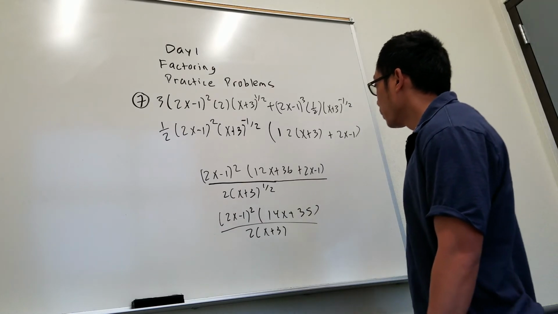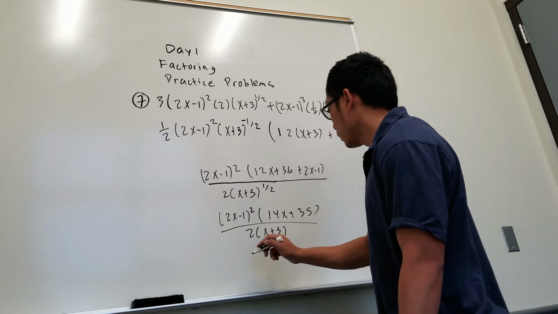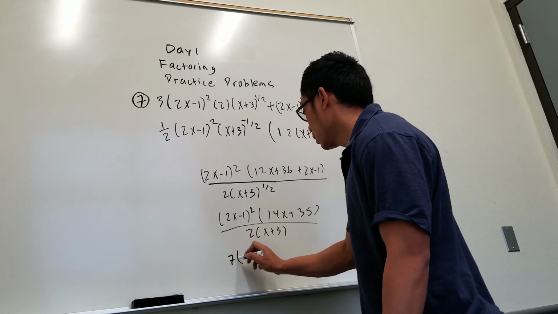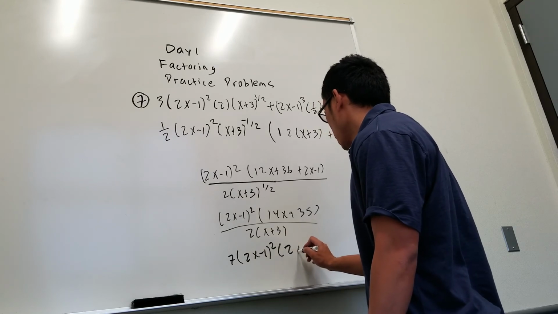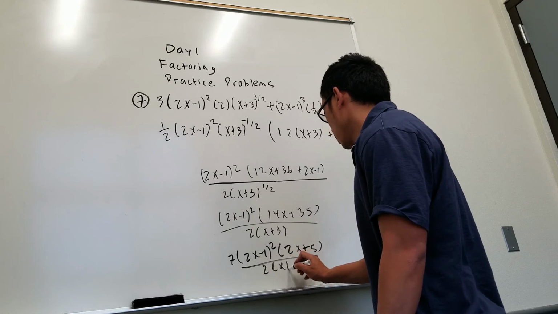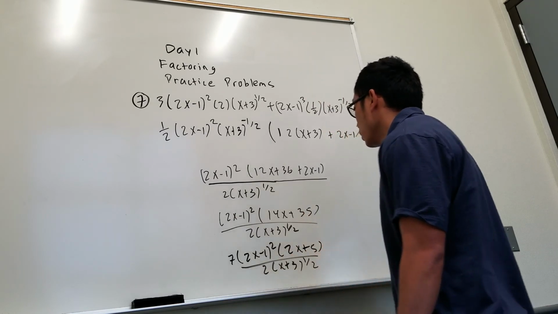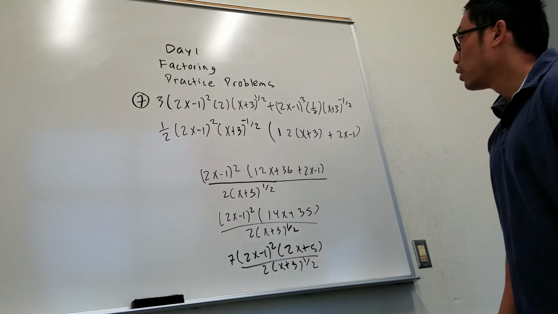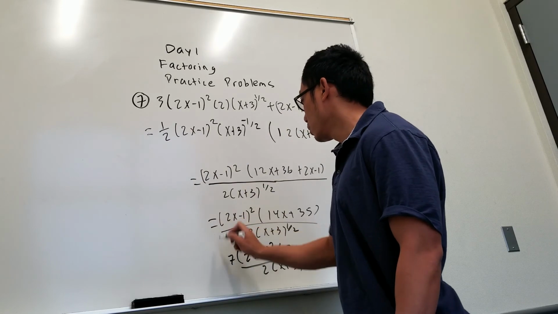Okay, so now 14 and 35 we can factor out a 7. So this is 2x minus 1 squared, and this would be 2x plus 5 over x plus 3. This is to the 1/2. And that's it.